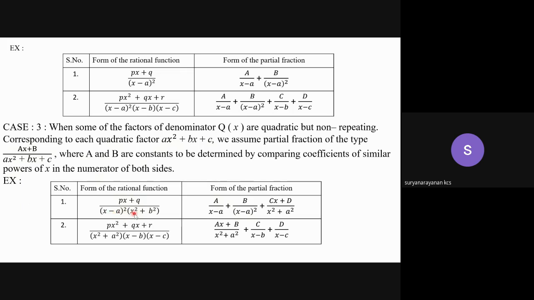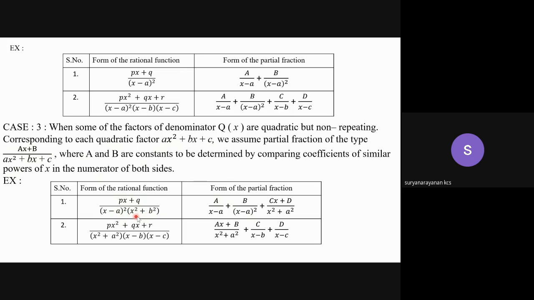Now come to the next factor. If you observe this one, this is a quadratic polynomial. Here the x term is missing. x square plus b square means some constant. The x term is not given. This is a quadratic polynomial. Here we cannot find factors for this.